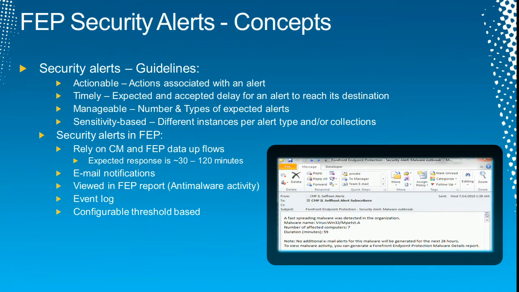Data up on Config Manager with FEP 2010 will take approximately 40 to 45 minutes, best case. Actually, best case will probably get you about 30. Average case will be about 45 minutes, and it could go as far as 120 minutes. It's totally dependent on how your configuration is set up and how many sites you need to replicate between. All our alerts are done via email notifications, and they're all threshold based.